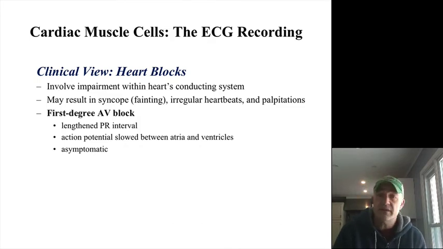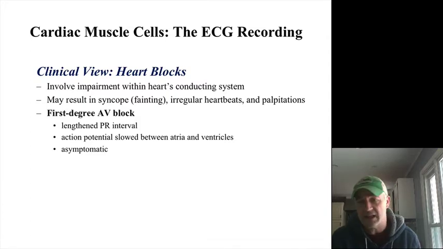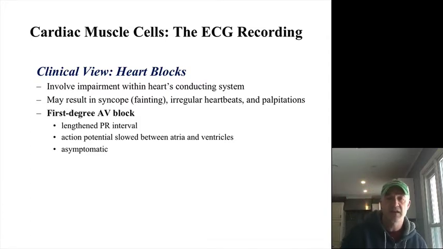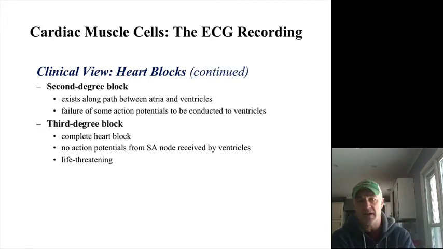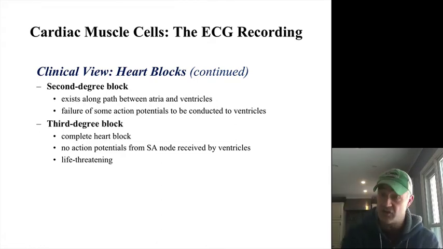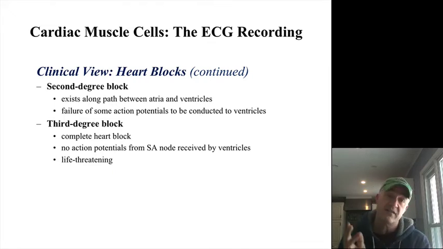Again, anything that goes wrong with these can lead to abnormal looks in what this is. So a first degree AV block talks about a longer PR interval. Again, I'm not so worried about this one, but basically it's showing you that the action potential is not getting from the atria to the ventricles particularly fast. Generally it should be asymptomatic, whereas you get to these second and third degree blocks. Second degree block, some action potentials fail to get to the ventricles. If that happens too much, that can definitely be a problem. And a third degree block is a complete heart block, which means no action potentials from the SA node are getting to the ventricles. If you have this third degree block, that is a life-threatening condition.